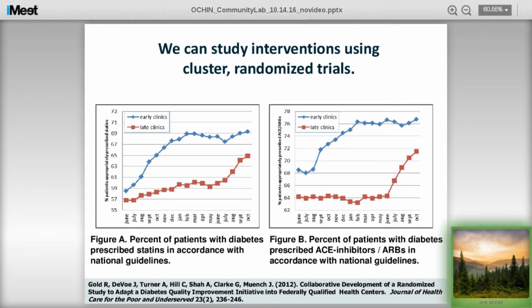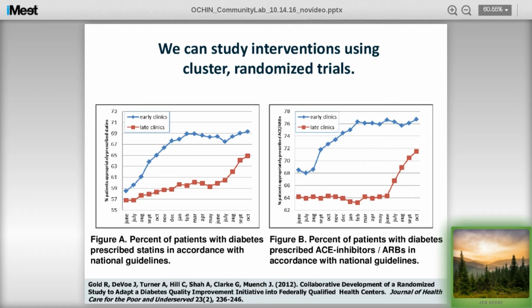So we said, we've got 12 clinics, we're going to randomize 6 of them to get an intervention early. And so you'll see here the early intervention was implemented in June of this year, and the early clinics are the intervention clinics. The late clinics in red are the control clinics. So for that first year from June to June, there was a significant increase among the intervention clinics, those who got the intervention early, in the percent of patients appropriately prescribed these indicated medications. Then when the intervention was implemented in June of that second year at the late clinics, you'll see them catching up.